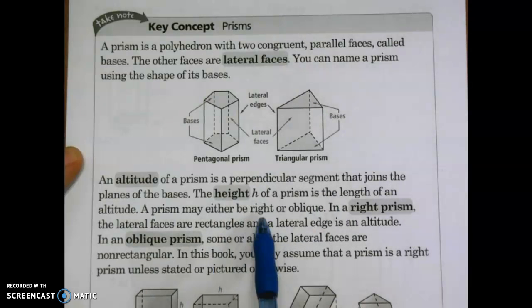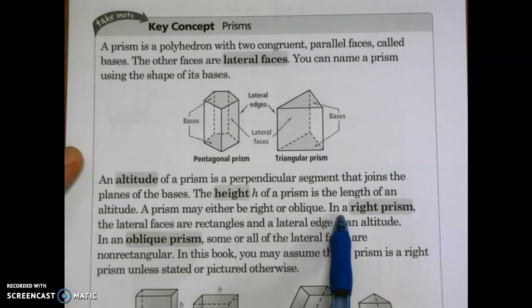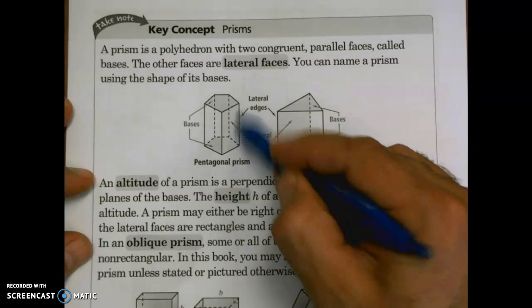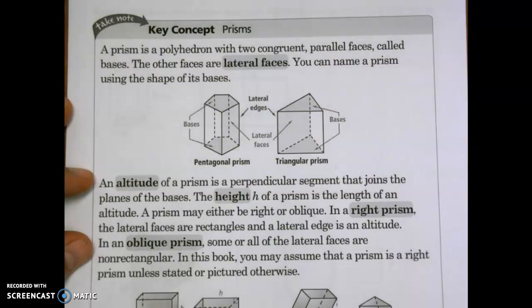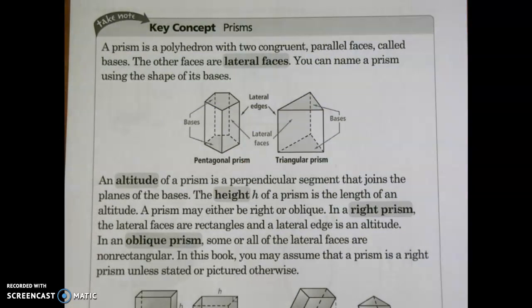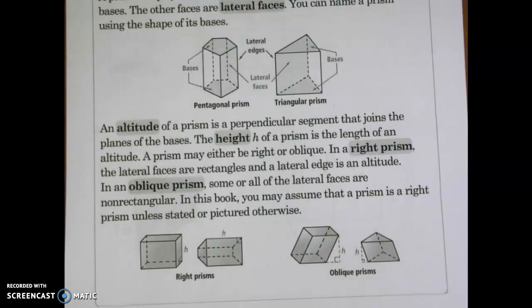Now, if we have a right prism where the lateral faces are rectangles and the lateral edge is an altitude, then you can tell that the height is just the length of one of these edges. If it's an oblique prism, you have to do a little bit more and try to measure it. Sometimes you have to use trigonometry, sometimes you have to use different stuff with right triangles. Our focus is going to be on right prisms for the most part.